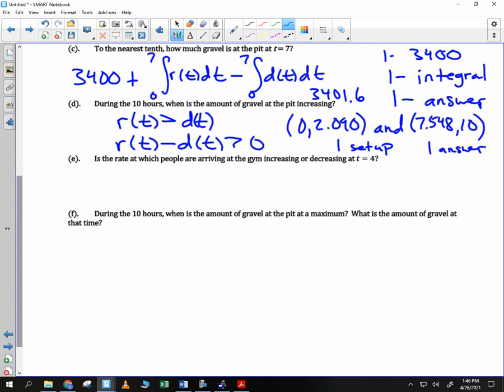Are we okay there? It says, is the rate at which people are arriving at the gym, at the gym. Looks like somebody just kind of cut and copied a previous problem, huh? Is the rate at which the gravel is arriving increasing or decreasing? So you're wondering what R prime is. Is R prime positive or negative at time equals 4? So you're going to find the derivative of R at time equals 4. And R prime of 4 is equal to negative 0.444. So it is decreasing. The rate is decreasing.